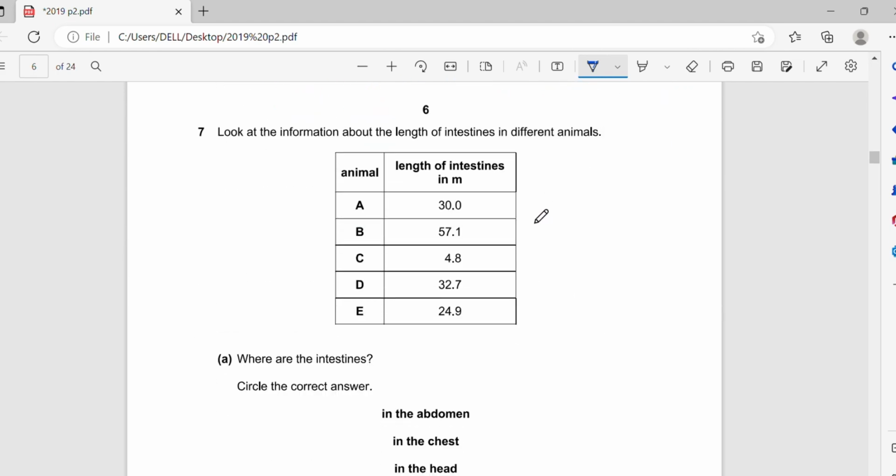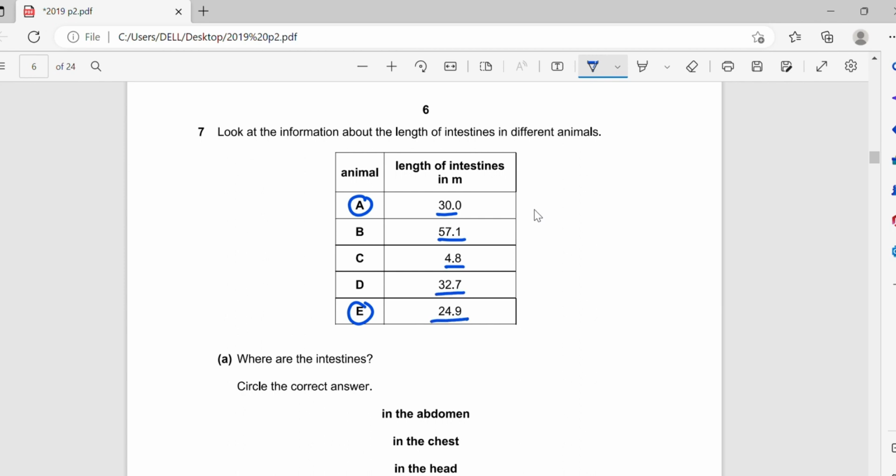Next question, look at the information about the length of intestines in different animals. We have animals A to E. We have the length of intestines in meters: 30, 57.1, 4.8, 32.7, 24.9.